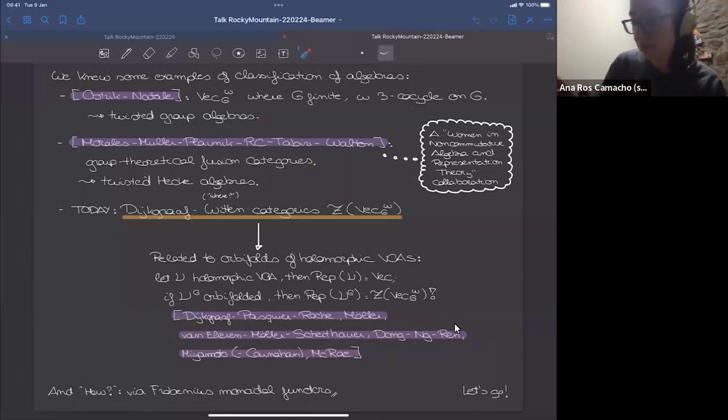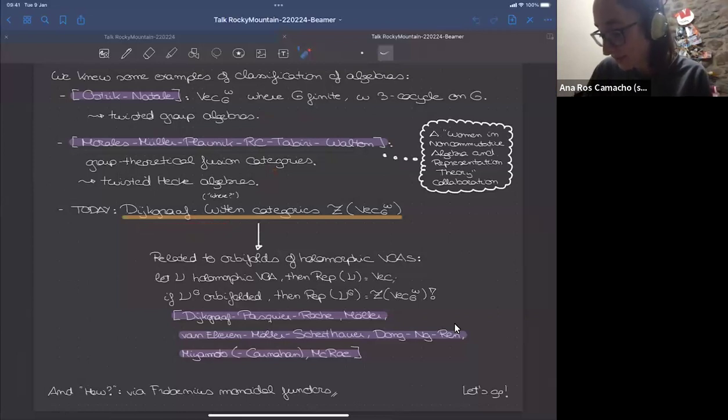If you simplify enough the setting, you actually recover the twisted group algebras. So, all right, Vec_G^omega, that was a lot of fun in these two cases. So why not, let's try something a little bit more exotic. We focus, Robert, Sam, and I, on the case of the so-called Dijkgraaf-Witten categories.